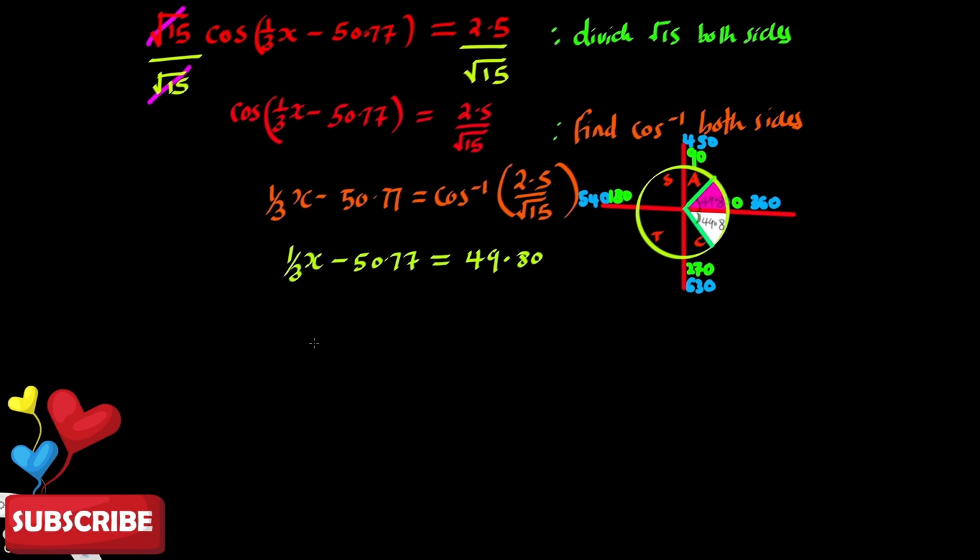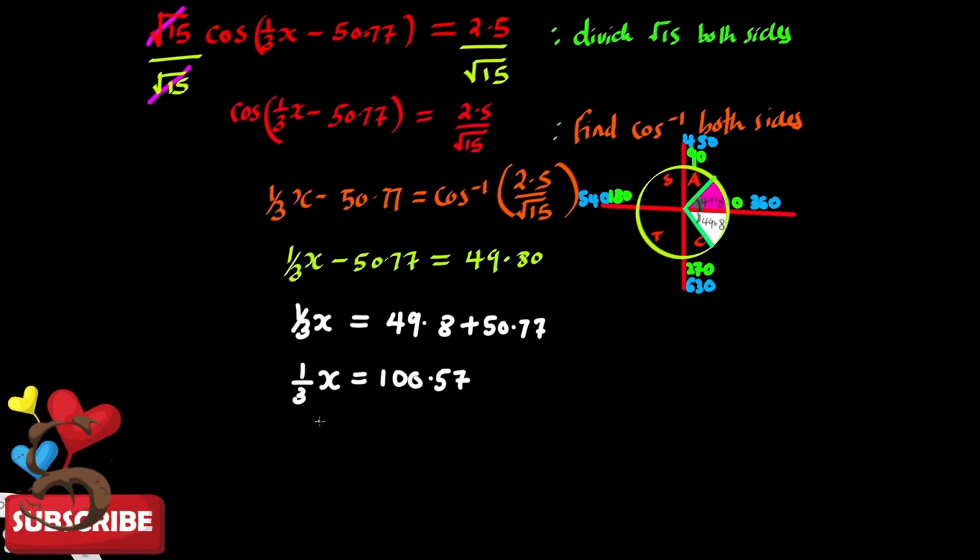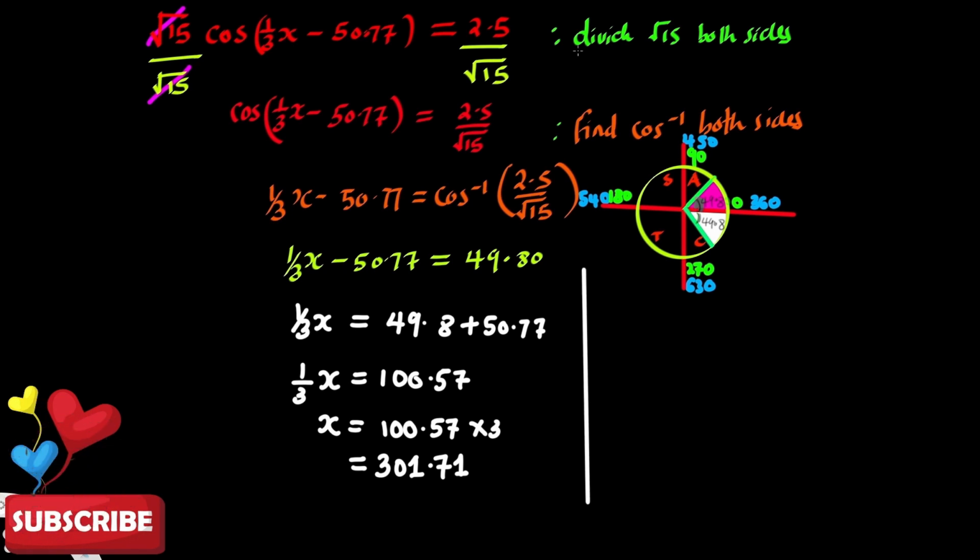So that we can now say, in order to find the first value of x, we can go ahead and use that 49.8 the way it is, by taking 50.77 to the other side of the equal sign. We can now say this is 1 over 3x equals what? If you add what is on the right hand side, you are going to get 100.57, times 3 on both sides. We are going to get our value of x as 301.71 degrees. That's one of the solutions for the value of x.